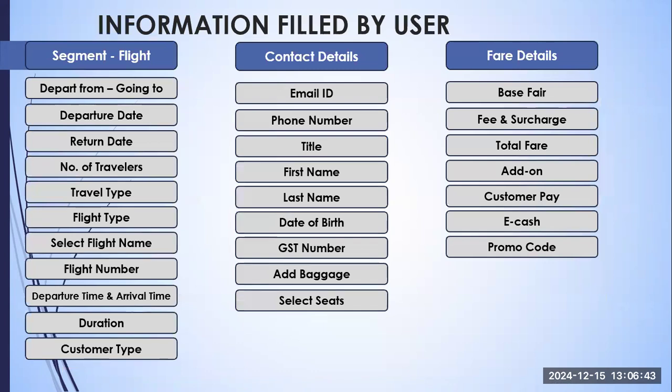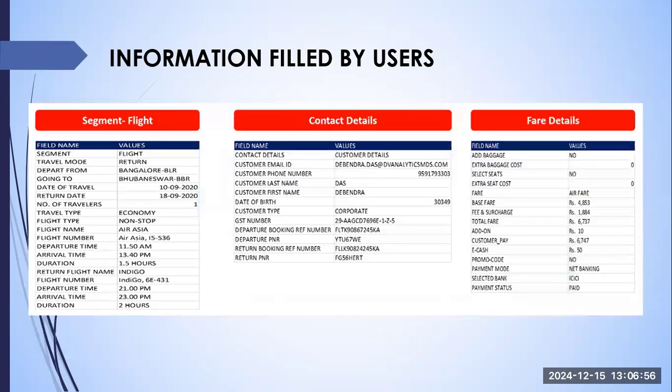Now this whole data will go into the database in different tables, like the flight segment, contact details, and the fare details. In this way, the data is stored in three different tables. You will see the flight segment: travel mode, return, Bangalore to Bhubaneswar, date of travel, return date, number of travelers, travel type, and this sort of information. The contact information you will also get there, and the fare details are also there.